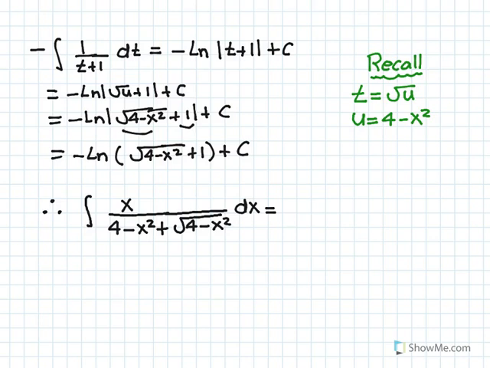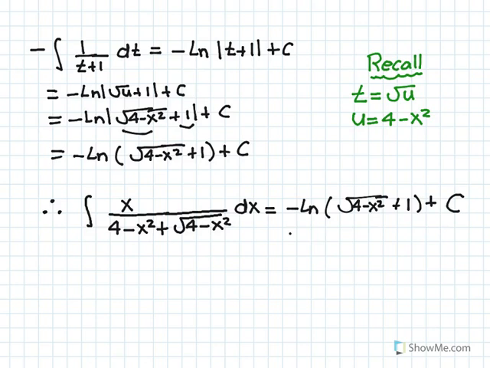All right, so what we have shown is that the integral of x divided by 4 minus x squared plus root of 4 minus x squared, integrated with respect to x, is equal to minus log of root of 4 minus x squared plus 1 plus c.